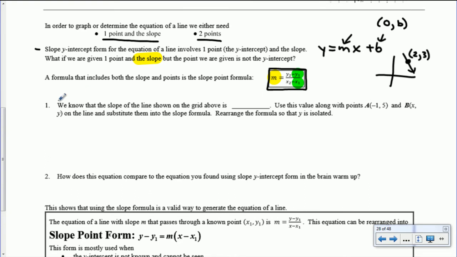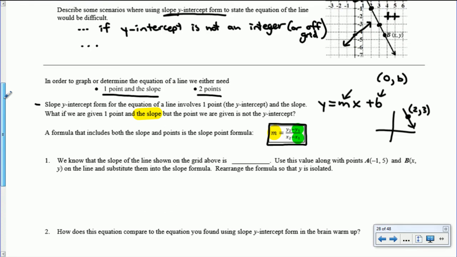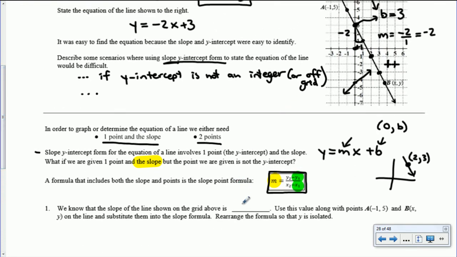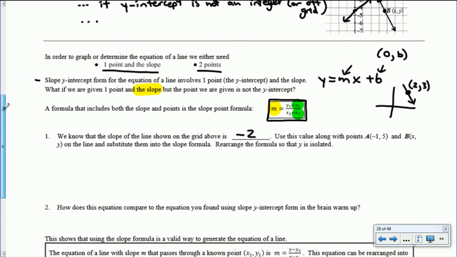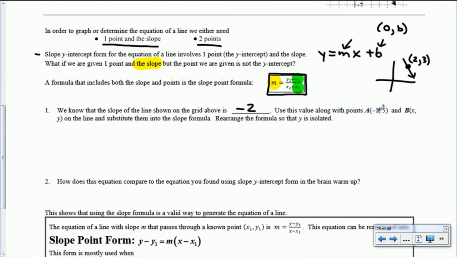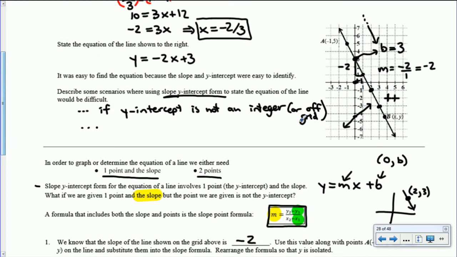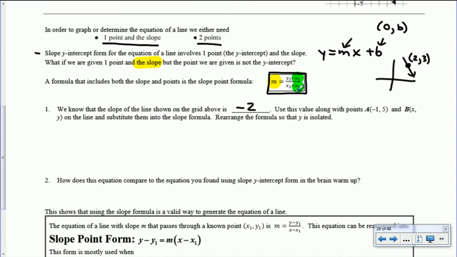So we know that the slope of the line shown on the grid above is -2, right? We've seen the slope is -2. Use this value along with the points -1, 5 and x, y on the line and substitute them into the slope formula. So we have x, y and -1, 5. Let's put those into this equation. So for m, I put -2.